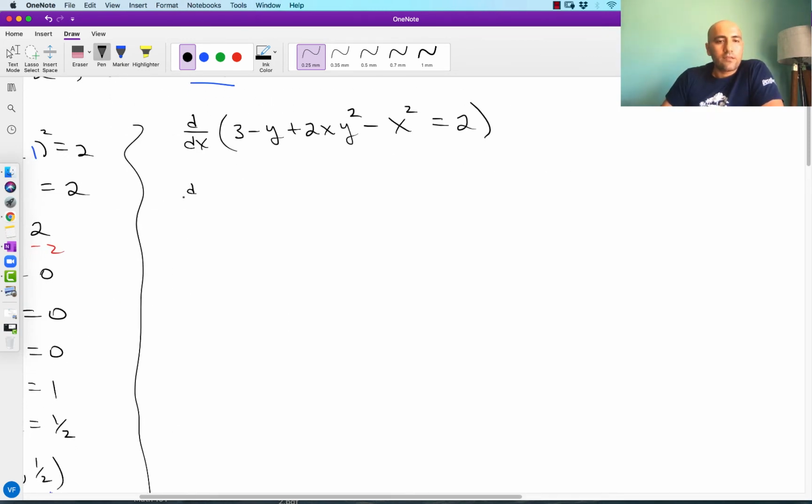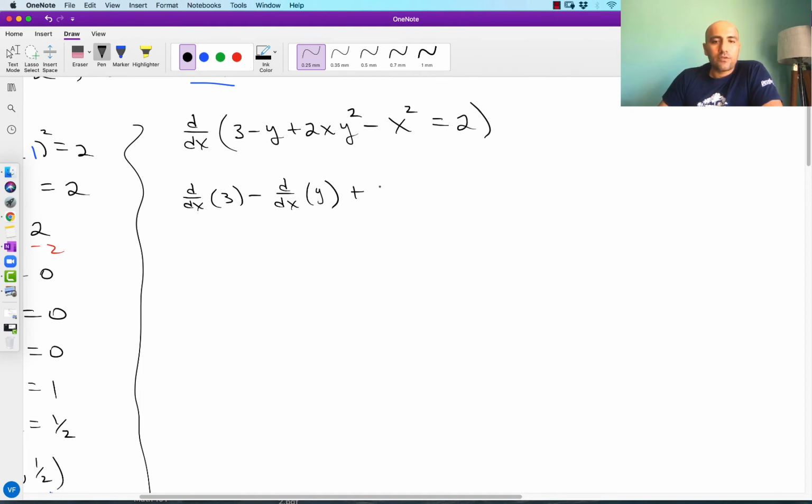Okay, so we're going to get the derivative with respect to x of 3. We know that's going to be a 0. The derivative with respect to x of the variable y, they don't match, so we know this is going to be the y prime. This is what we're after.